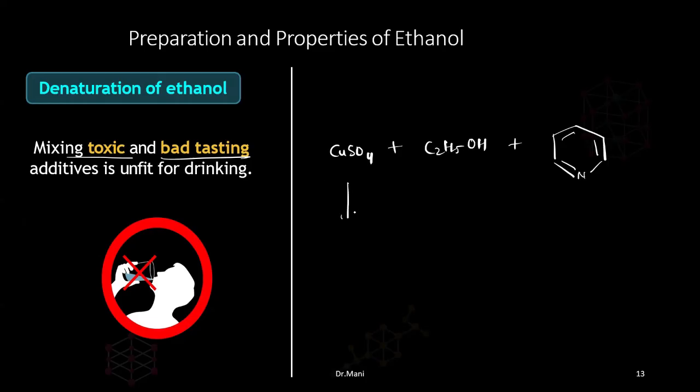So here the CuSO4 gives the color. And this compound will be giving the foul smell. So C2H5OH, this is our ethanol. So by mixing this copper sulfate and the foul smelling compound, okay, so here, I think it's a pyridine.